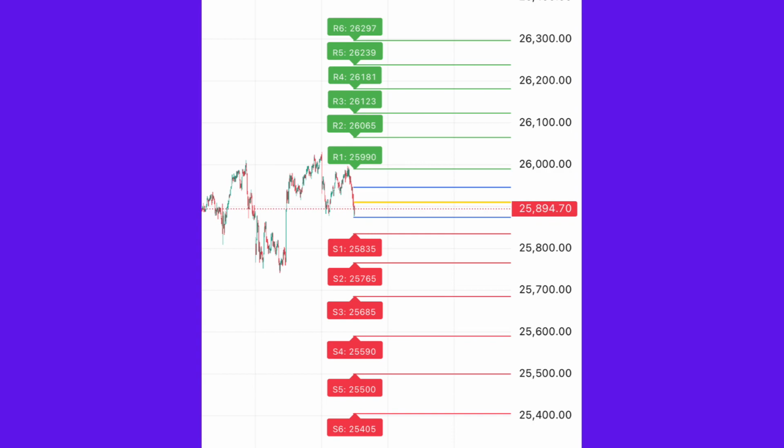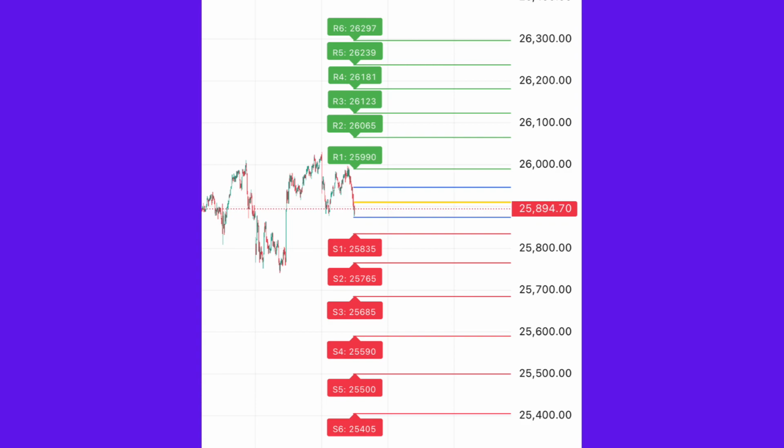These are your static support and resistance zones, projected from yesterday's market structure. Resistance levels, upside hurdles. R1: 25,990, R2: 26,065, R3: 26,123, R4: 26,181, R5: 26,239, R6: 26,297. Today, the first hurdle for the market is R1, and if momentum builds, Nifty may test R2 and R3. But anything beyond R3 may require strong global support.